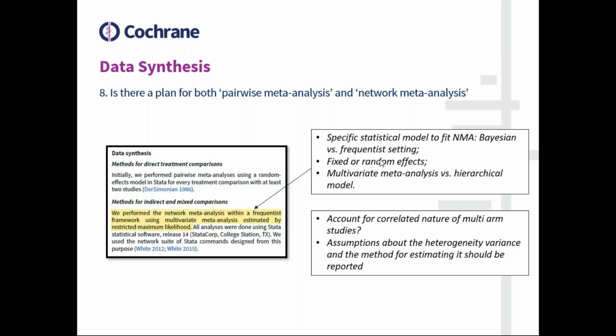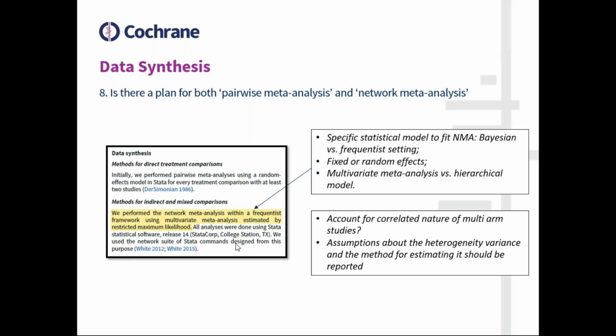So in terms of data synthesis, it's important for them to specify the statistical model to fit the network meta-analysis, Bayesian or frequentist. As you can see, they've done that here. They've said they're going to use a frequentist framework. Whether they're going to use fixed or random effects, they haven't specifically stated it in this section, but they do say in the pairwise that they've used a random effects model. So you would assume that that's what they're doing here as well, but it would be good for them to explicitly state that. And also whether they're going to use multivariate meta-analysis or a hierarchical model. And as you can see here, they said they'd use multivariate meta-analysis.